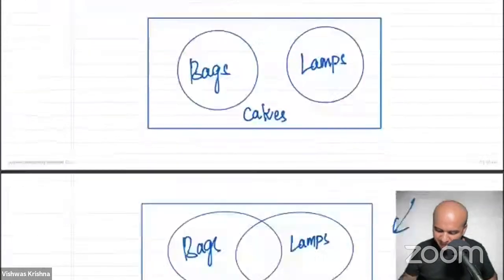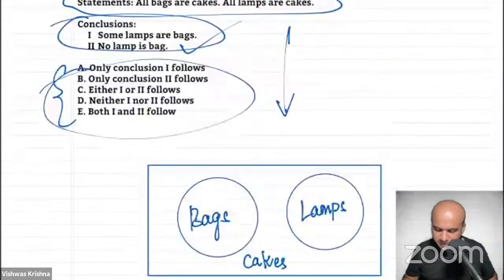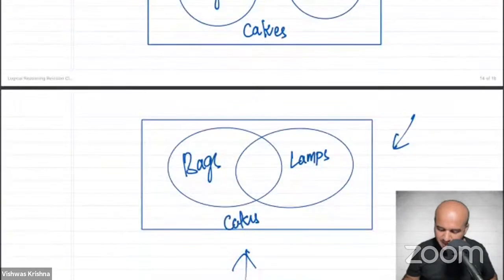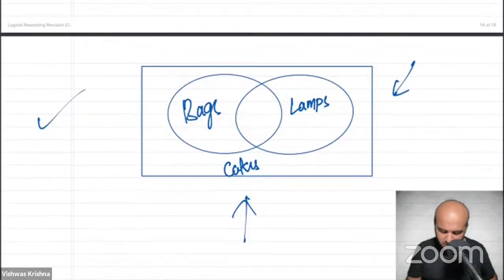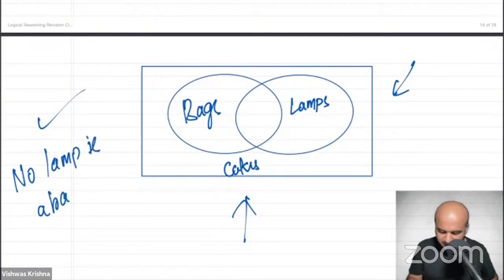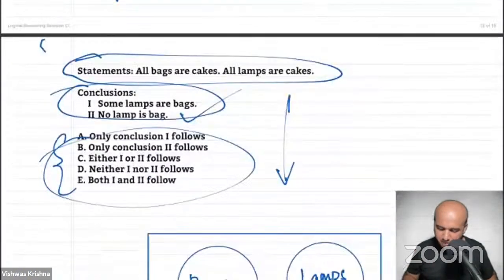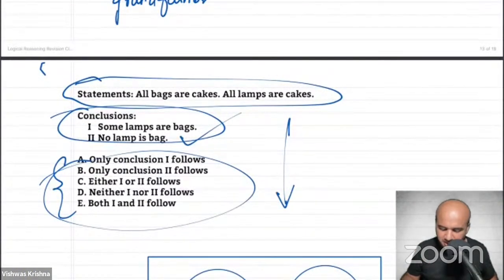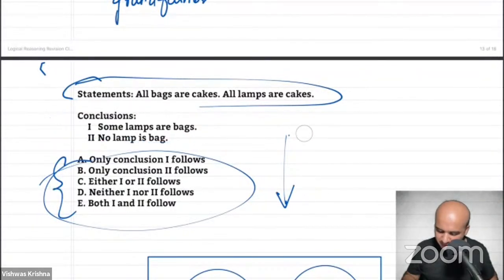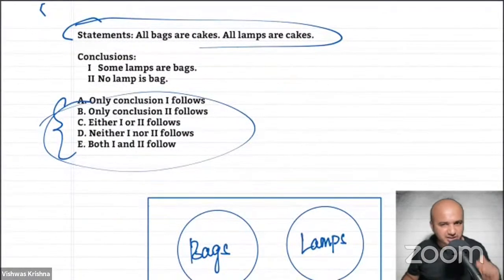Now let us go to the second diagram. What does the conclusion say? Some lamps are bags, obviously is correct. The second conclusion says no lamp is a bag. No lamp is a bag doesn't work in this diagram. So that means the second conclusion is failing in the second diagram. In the second diagram, the second conclusion is failing, but the first conclusion is working. Whereas in the first diagram, the first conclusion is failing, but the second conclusion is working.